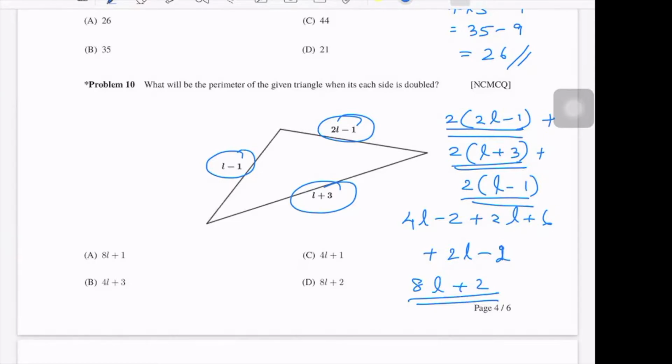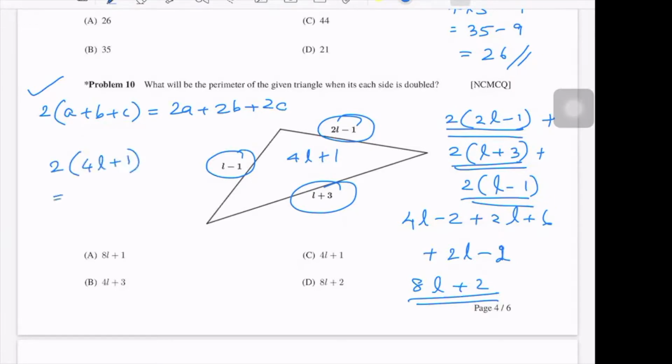Right? You find the original perimeter and double that expression. Why? Because 2 times A plus B plus C is nothing but 2A plus 2B plus 2C. We are using the distributive property. So it's much easier if you evaluate the expression, then double that expression, right? So when you evaluate the expression, you can quickly tell that it is going to be 4L plus 1, right? So the answer is going to be 2 into 4L plus 1, which is 8L plus 2.